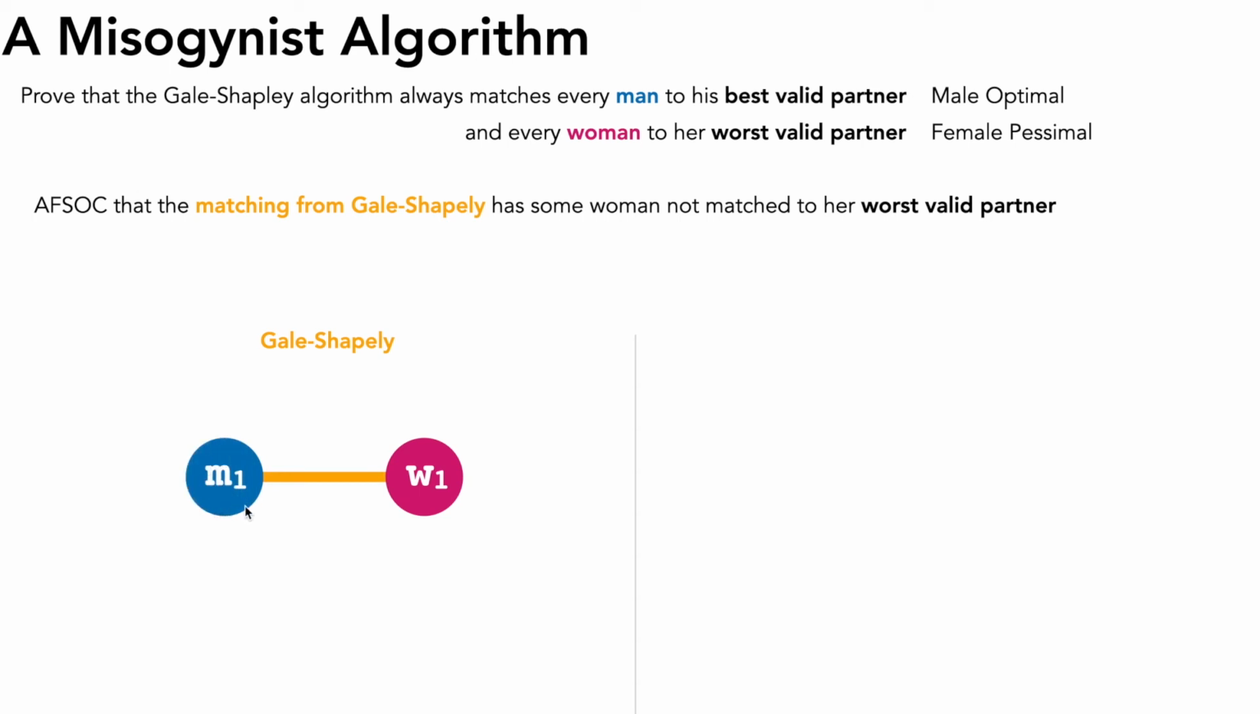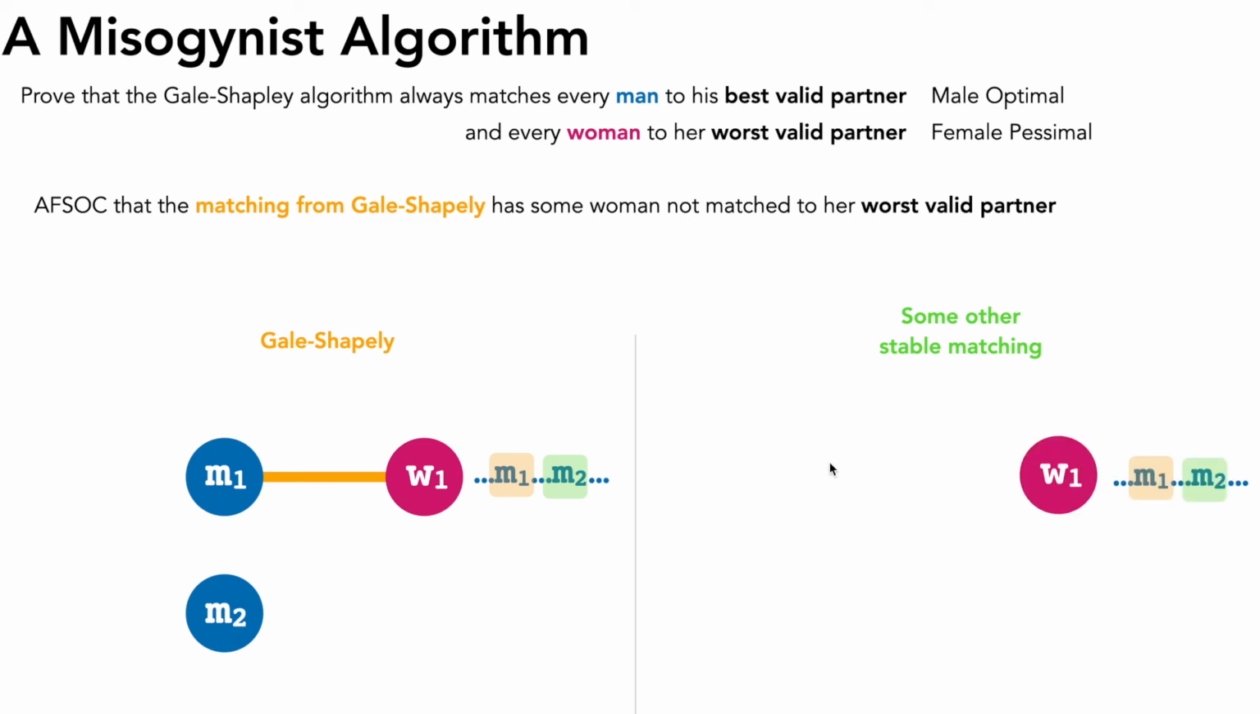This must mean her preference list looks something like this, where M1 is ranked higher than some other valid partner, M2. So M1 is still a valid partner since they're matched in the Gale-Shapley matching, but M2 must also be a valid partner ranked lower, so this is actually the worst valid partner. But she's not matched to M2 in this matching. Since he's still a valid partner, there's some other stable matching with the same setup with W1, her preferences, and M1 and M2, but in this stable matching, she actually is matched to M2.